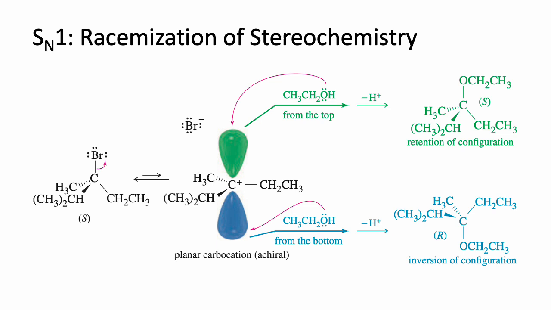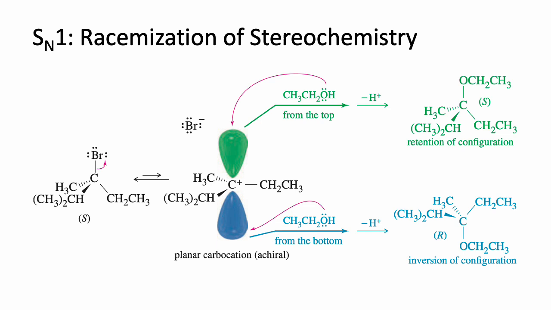If the nucleophile attacks from the bottom, because remember, both sides are equally approachable, the nucleophile attacks some of these carbocations on the top, and the nucleophile attacks some of these carbocations on the bottom. If it attacks the bottom, notice how my new bond, the bond between C and O, is now on the bottom of the molecule. So the old bond between C and Br was on the top of the molecule, and the new bond between C and O in that blue product is on the bottom of the molecule.